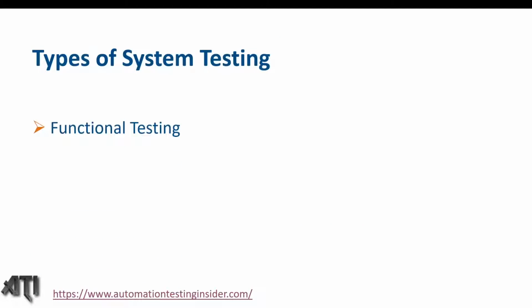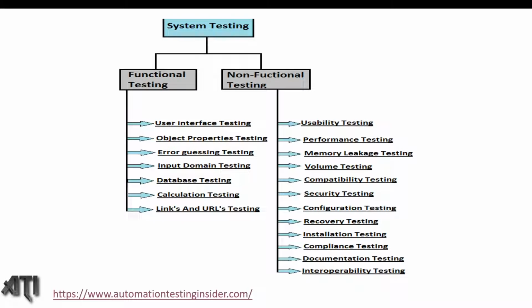So what are the different types of system testing, guys? I have already discussed that we have functional testing and non-functional testing. These are the different tests we perform as part of functional testing as well as non-functional testing. And if you remember, I have already created a video on testing hierarchy where I have explained in brief all these testing types, like functional testing, user interface testing, object properties, error guessing, input domain. I have already explained.